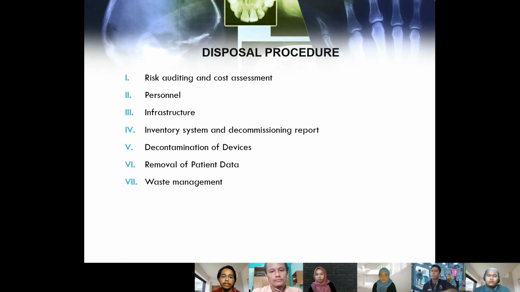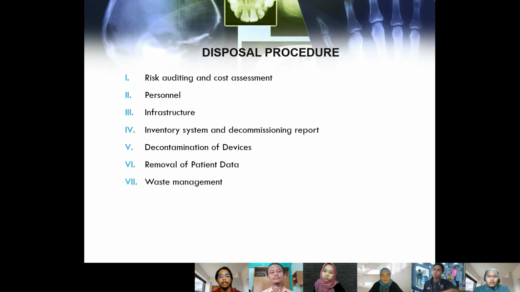For the removal of patient data, in order to preserve personal information and patient safety, patient records and information contained in the medical device should be erased or deleted by the individual responsible for the information before the medical system is decommissioned. If the system is designed for cloud storage, it is important to deactivate the IP path connecting the system to the server. The next is waste management.